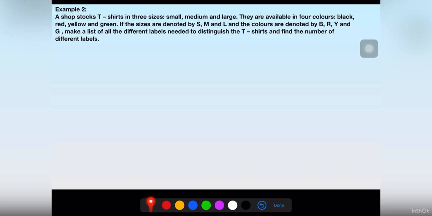Example 2. A shop stocks t-shirts in 3 sizes: small, medium, and large. They are available in 4 colors: black, red, yellow, and green. If the sizes are denoted by S, M, L, and the colors are denoted by B, R, Y, and G, make a list of all the different labels needed to distinguish the t-shirts and find the number of different labels.